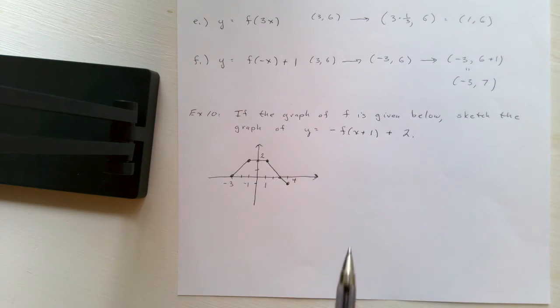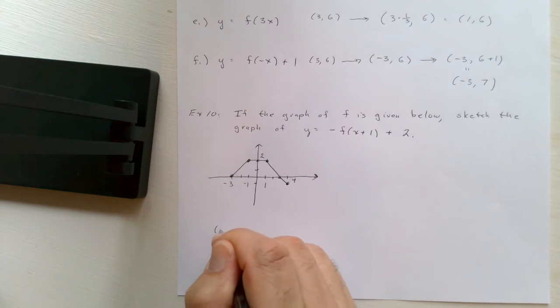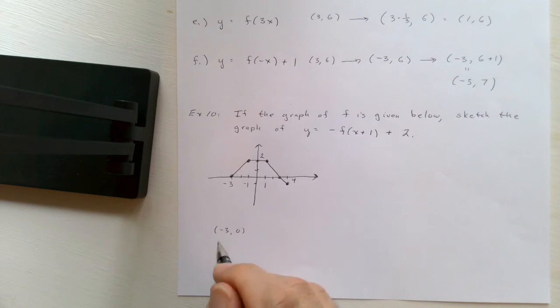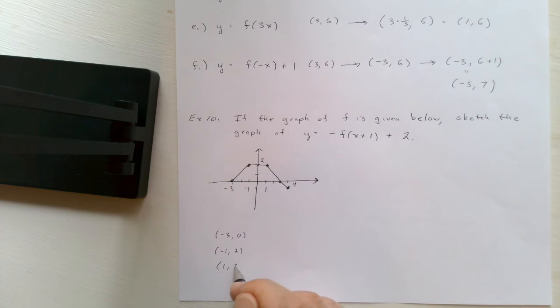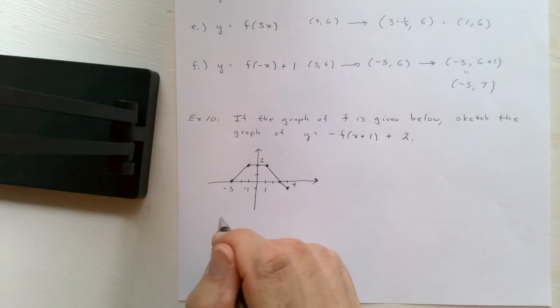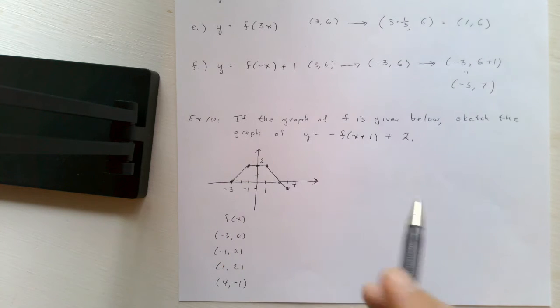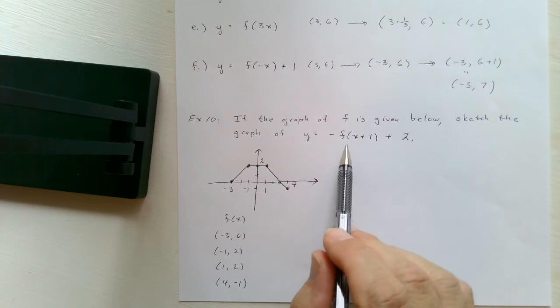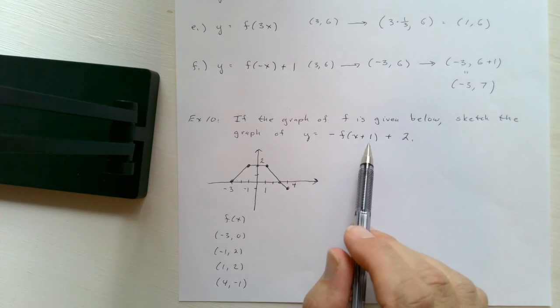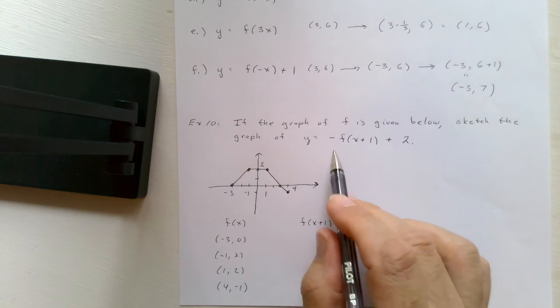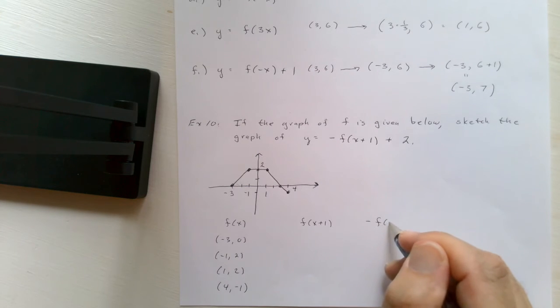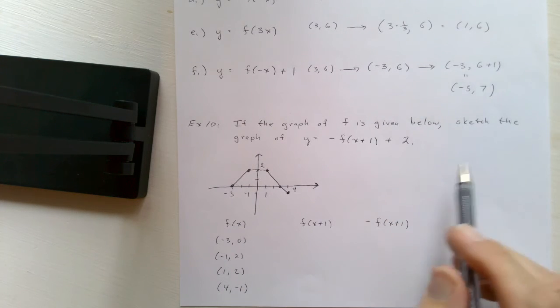So the 4 points that we're interested in, this point is (-3, 0). This point is (-1, 2). This point is (1, 2). And this point is (4, -1). These points all lie on the graph of f of x. Now to get from here to here, we first need to replace x with x plus 1. Then put a minus sign in front of that. And then add 2.